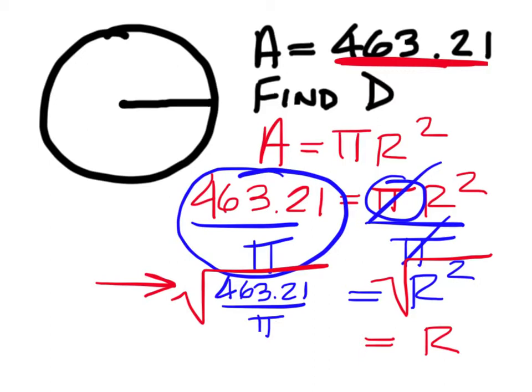It'll pop up with a square root sign and a left-hand parenthesis. Type in 463.21 and then hit divide and then pi. Put a right-hand parenthesis on it and then hit enter. What do you come back with?